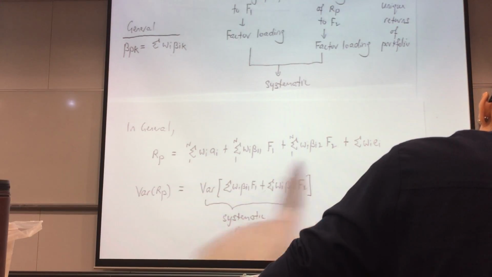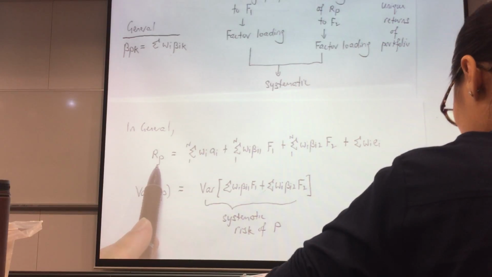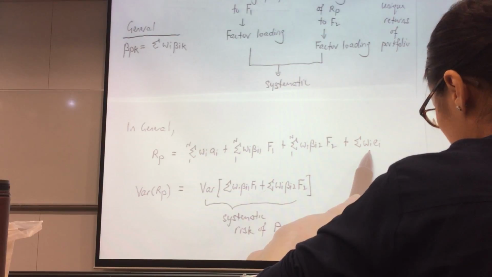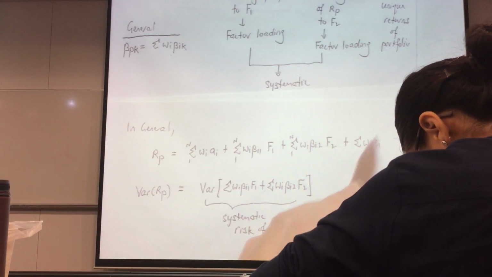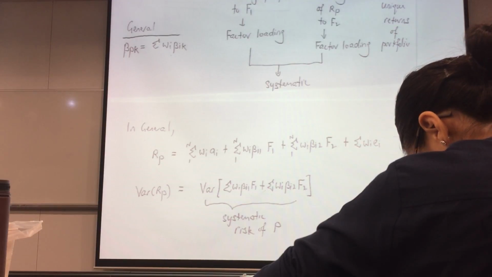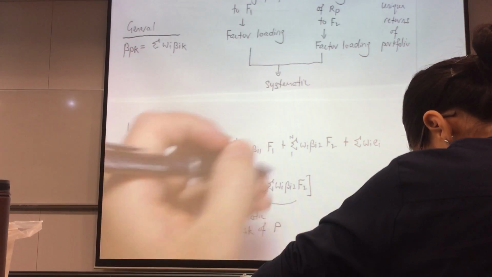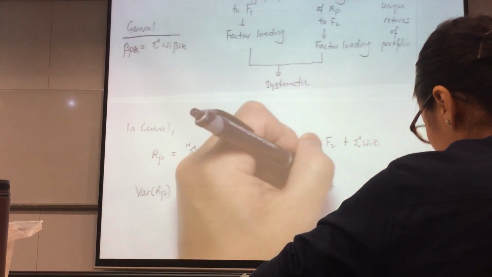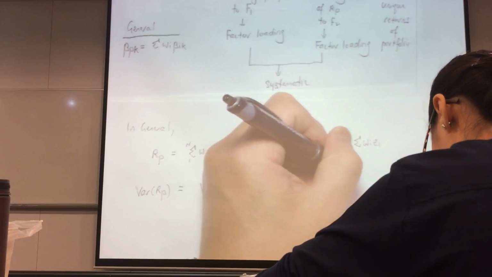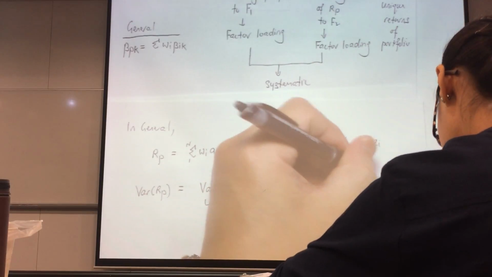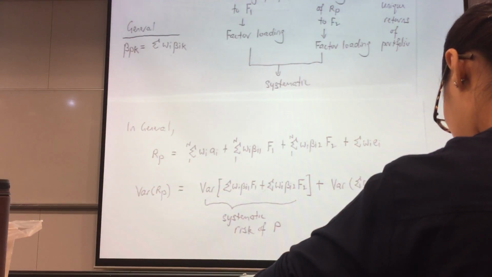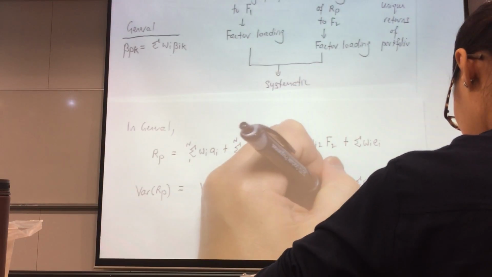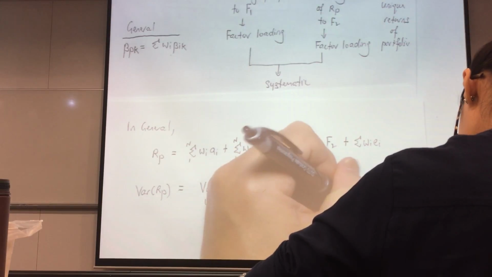Other than F1, F2 that could have explained the change in RP, what else could have explained the change in RP? This is the last term, correct? So this last term here, e_i, refers to the unique assets return, as a result of the unique risk factor. So the fluctuation in RP can also be attributed to this. So this is the variance of the sum of w_i e_i. This is what we call the unique risk of the portfolio, or the unsystematic risk of the portfolio.